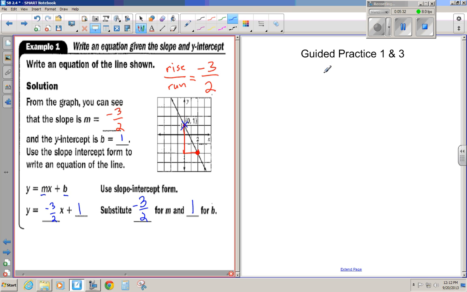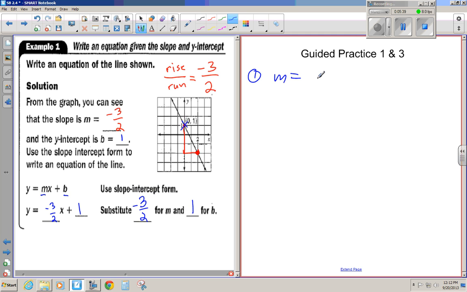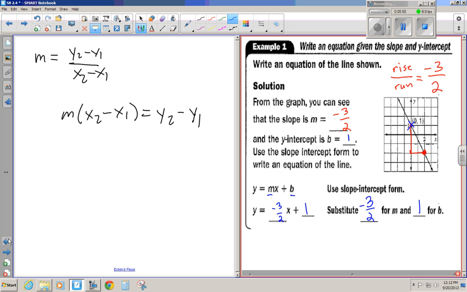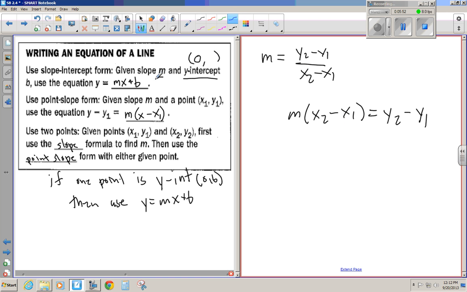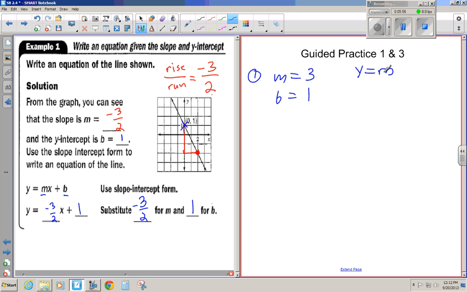All right, let's take a look at guided practice 1 and 3. Number 1 tells us m equals 3, b equals 1. At this point, we're given the slope and the y-intercept. So we use y equals mx plus b, plug m in there, and put b in there. That's it.